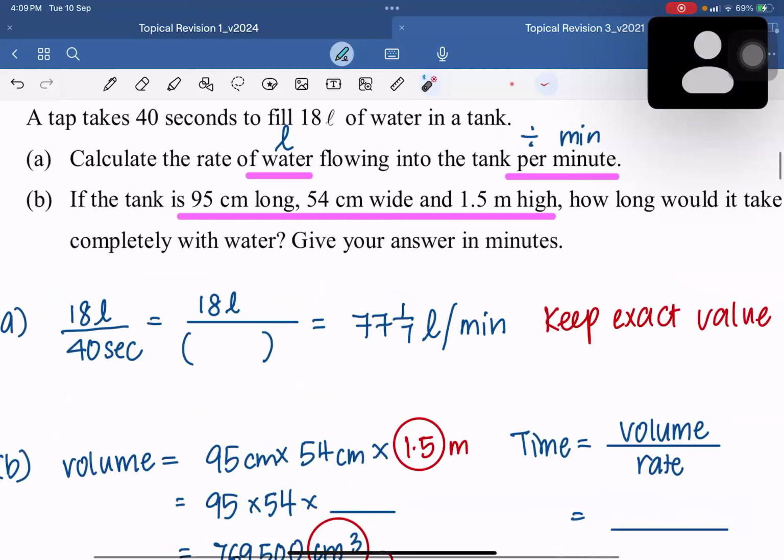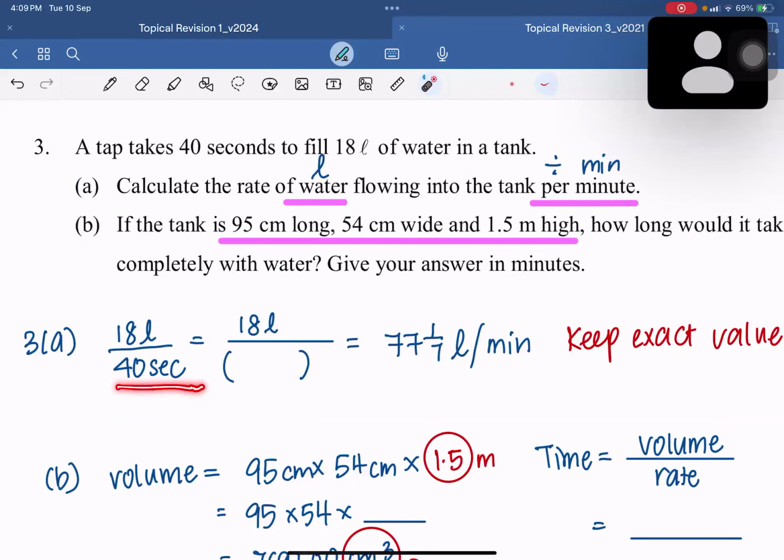What do I need to do with the 40 seconds? Divide by 60. Thank you. The purpose of dividing by 60 is to change it to minutes, right? So it's 40 over 60 minutes now. So we have to fill in the working clearly. So now, therefore, I can have my rate of water, liters per minute. Please do understand the question and learn to read and write the units over here on your own.